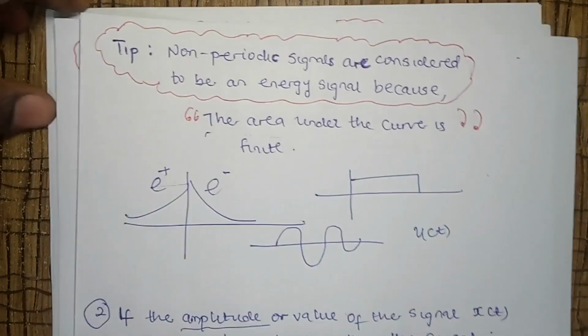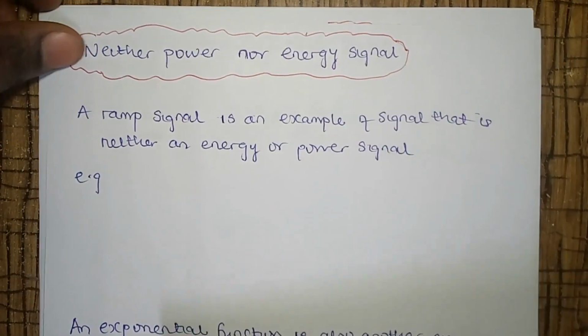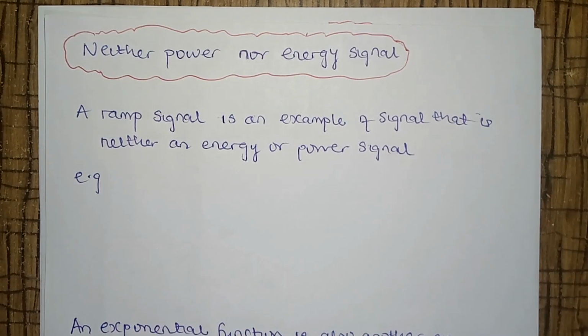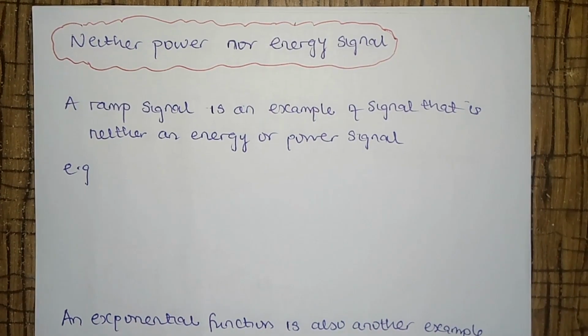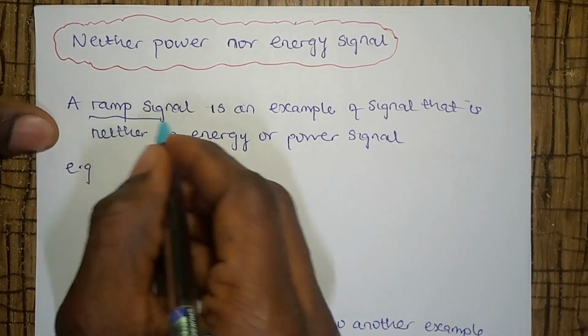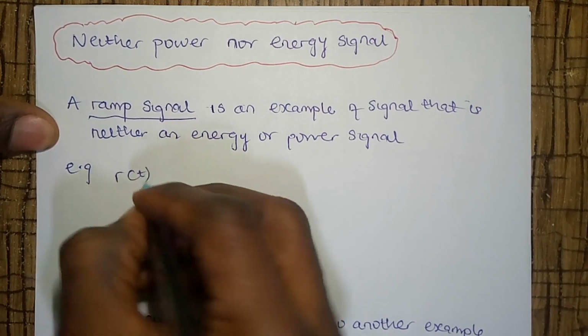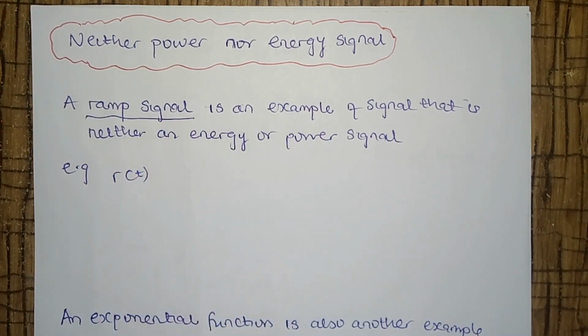Let's look at more on this. Now, we've discussed energy and power signals, right? What are signals that are neither power nor energy signals? For instance, a ramp signal, right? A ramp signal is denoted in mathematical form as r of t. So the signal is said to be neither an energy nor a power signal.